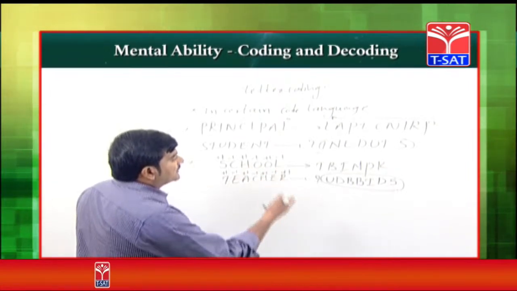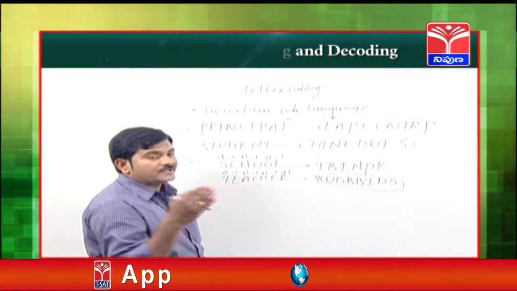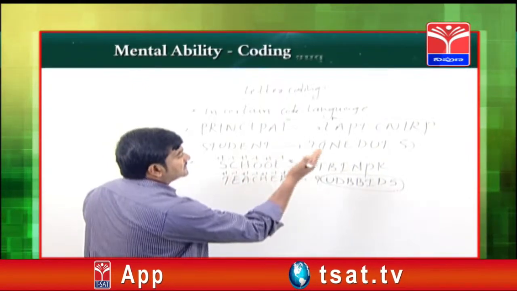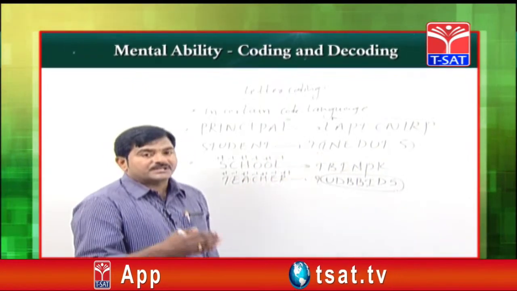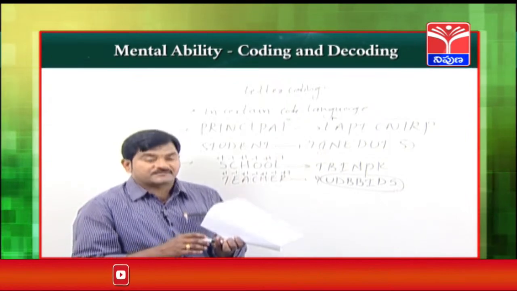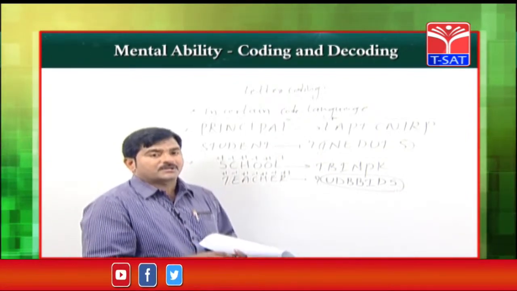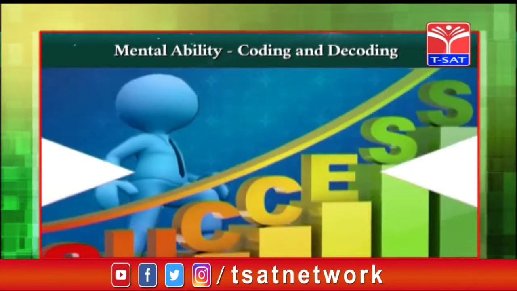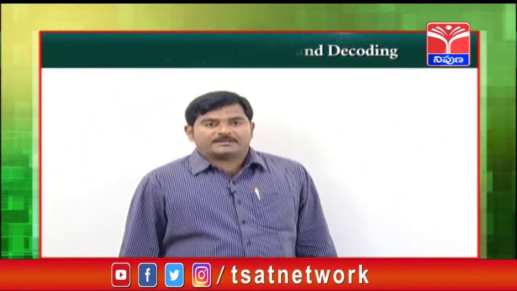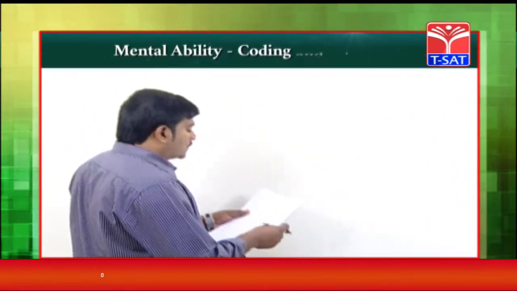Look, there are 2 different models. One model is writing in reverse order, whereas here it is plus 1, minus 1, plus 1, minus 1 and so on. Okay, so let's try to look at some other models in letter series, letter coding.